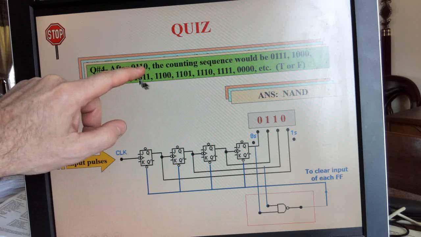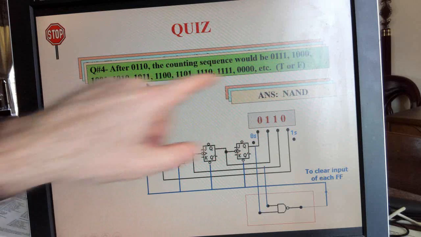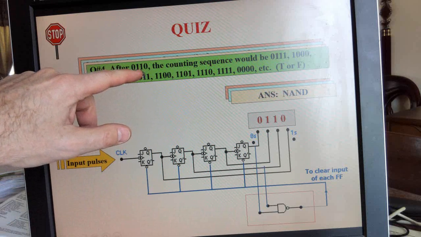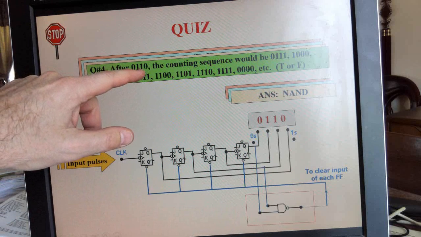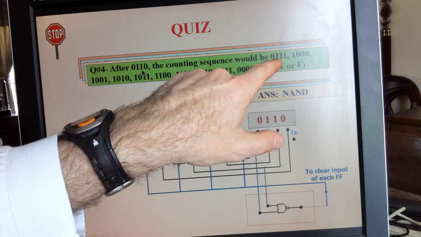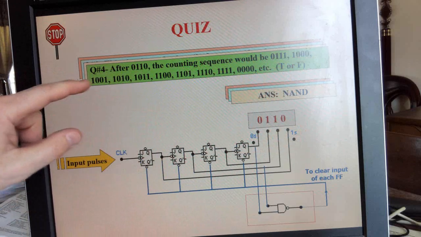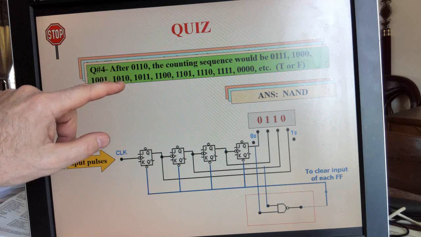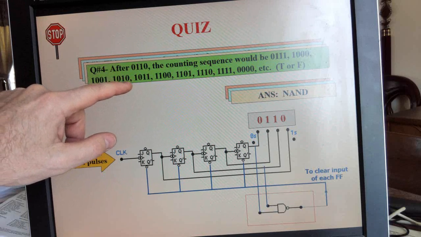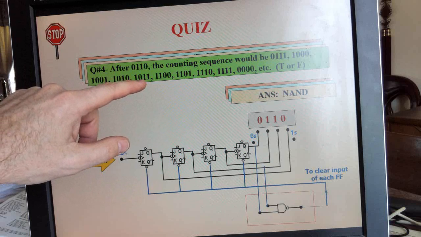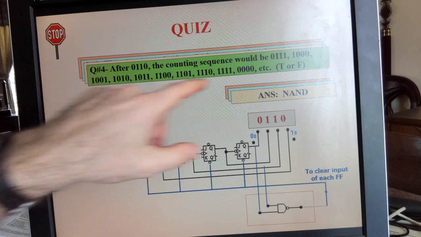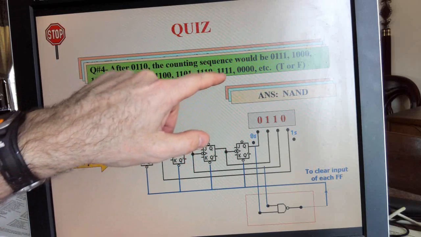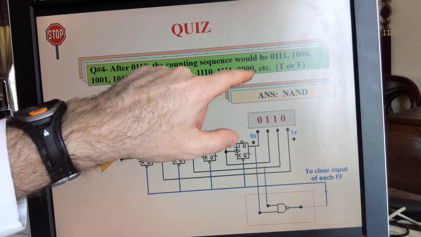So after this, the counting sequence would be, is this true or false? After this is a binary 6, the counting sequence would be, this is a 7, this is an 8, this is a 9, that's correct, this is a 10, and then at 10 it should go to 0. So in this case they're saying, does it go to binary 11? No. So hopefully you recognize this as being false. This would be a true 4-bit counter. It would take you up here and recycle back.